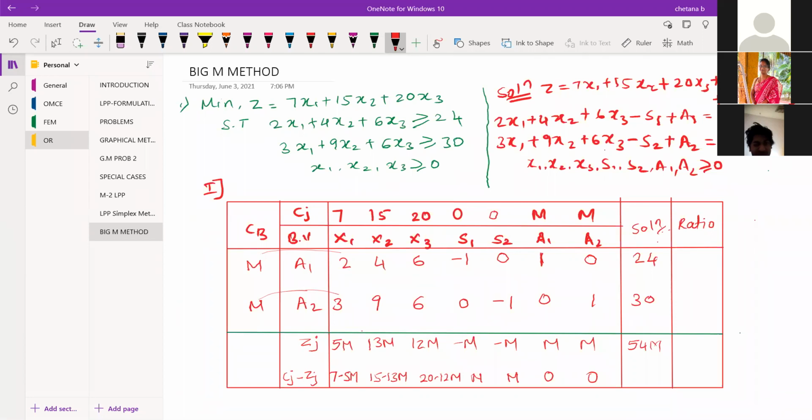You need to pick the most negative value. So with respect to M, you need to do that. If you see all this Cj minus Zj, here you have minus M, minus 13M, minus 12M, and these are all positive and zeros. Okay, so out of these, which is the most negative value?